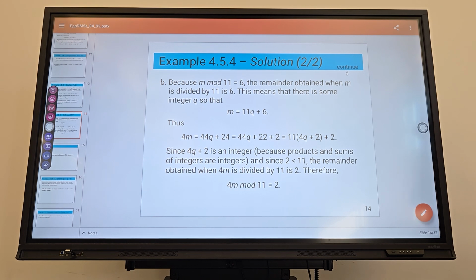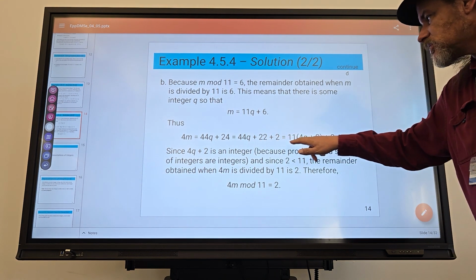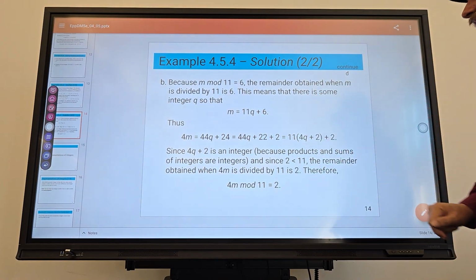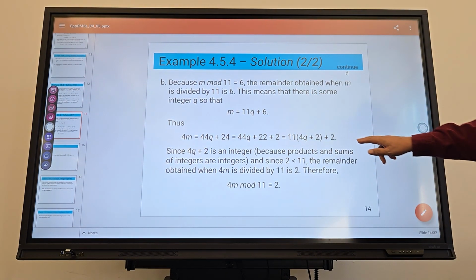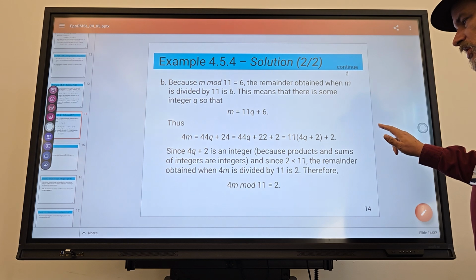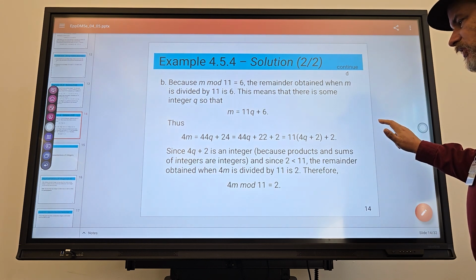So, yeah, you factor out the 11 from these two items here to get that, and it resembles this, except for the plus 2. And then you get 4m mod 11 equals 2.